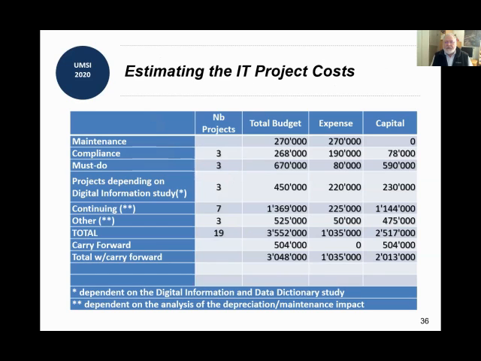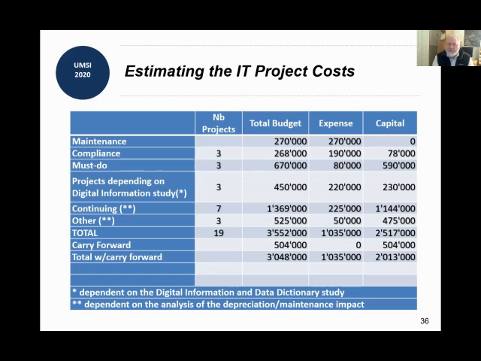Estimating project costs. This is a typical breakdown of projects from the total budgets, the expense portion and the capital portion in projects. We categorized projects in the last organization I was with in terms of maintenance projects, compliance projects that we had to do for legal reasons or audit reasons, must do, and then projects that depended on certain studies or were continuing projects from prior years, and then other.